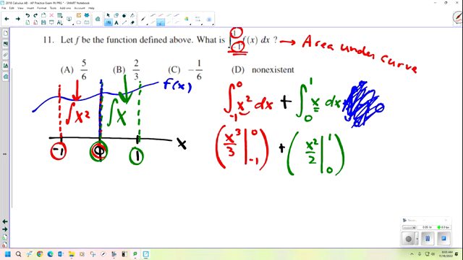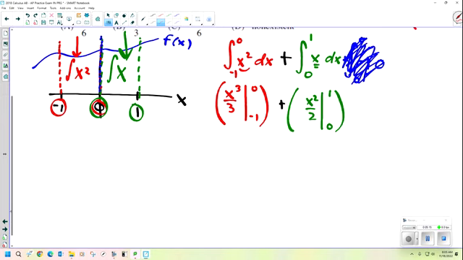Let's start with the left side. 0 cubed over 3 minus -1 cubed over 3, plus, to the right side, it's 1 squared over 2 minus 0 squared over 2.